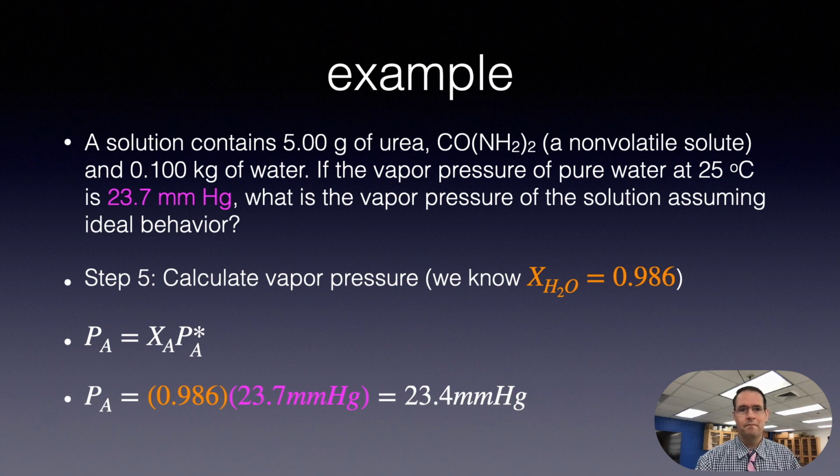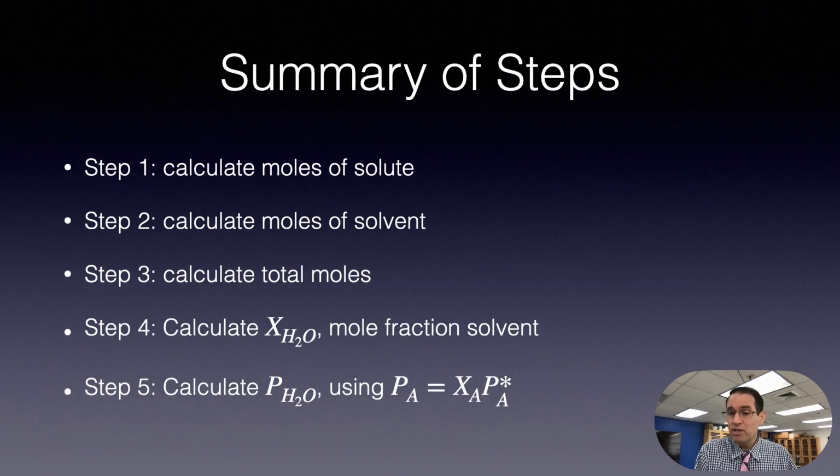Good for him. Here's the summary of steps. So if you're studying, I suggest you write these down. You're going to calculate the moles of solute, the moles of solvent, calculate the total moles. Eventually, the goal here is to calculate the mole fraction of water. Okay, it's the water part that we're interested in. And then you calculate the pressure of water. Again, it's the water vapor, right, that we're calculating the pressure of. And it's going to be equal to the mole fraction times the pure pressure.